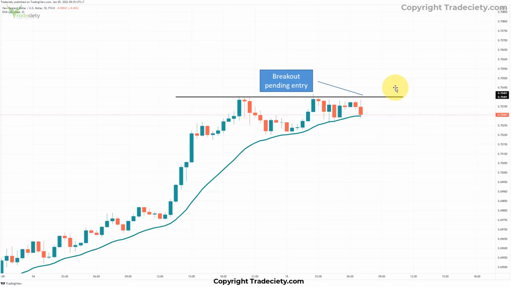So a pending order, you can set it anywhere. You can set the pending order higher or lower than the price action where you're currently at, and then you just have to wait. You don't even need to be in front of your charts. The broker will do everything automatically. You just put your pending order wherever you feel you want to get into a trade, and that's the pending order.